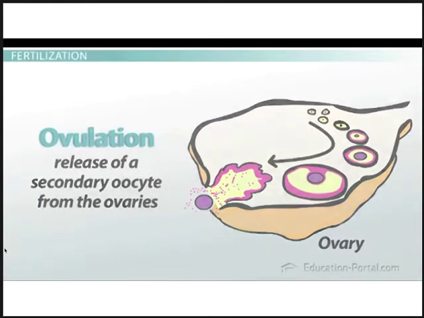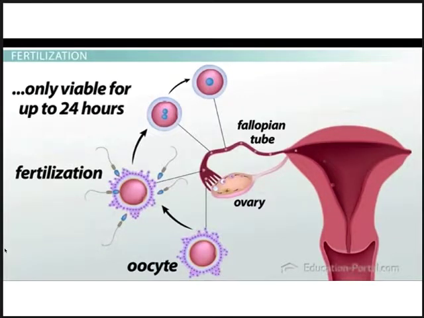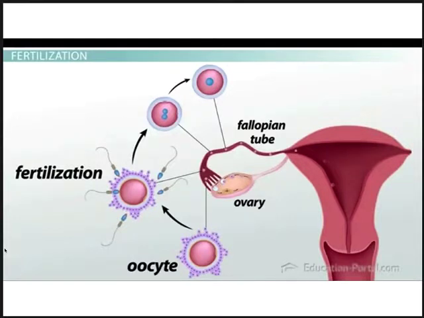Once released from the ovary, the oocyte slowly travels down the fallopian tube toward the uterus. Fertilization usually occurs in the part of the fallopian tube nearest the ovary. This is because the oocyte is only viable for up to 24 hours after ovulation. If it isn't fertilized by a sperm within this time period, then the oocyte never completes the second meiotic division, and so it never technically becomes an ovum.